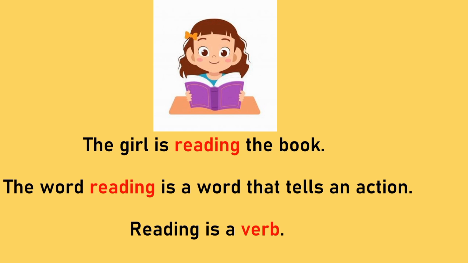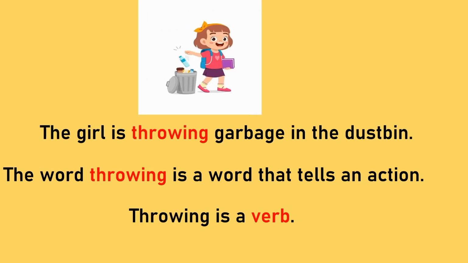The girl is reading the book. The word reading is a word that tells an action. Reading is a verb. So here, reading is a verb. The girl is throwing garbage in the dustbin. The word throwing is a word that tells an action. Throwing is a verb. So here, throwing is a verb.